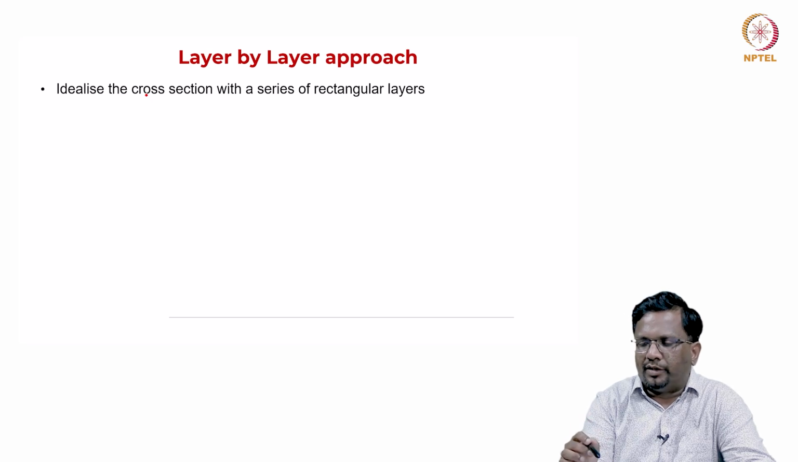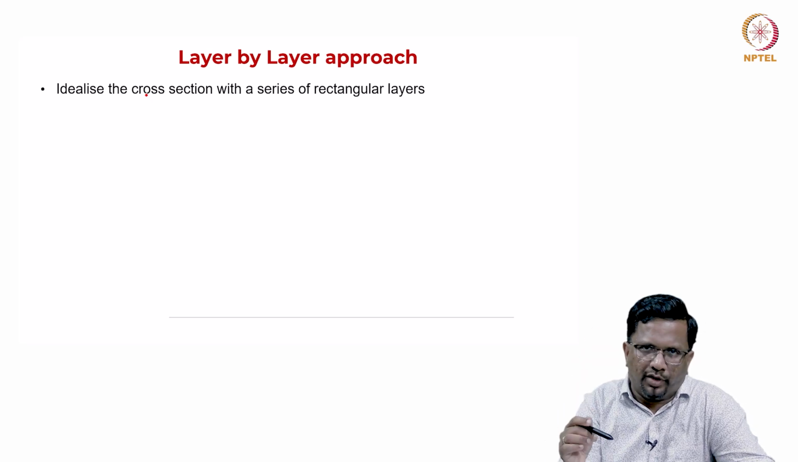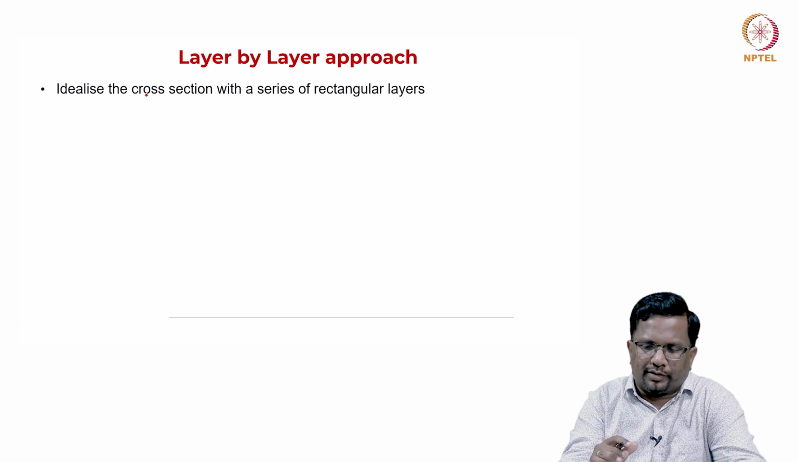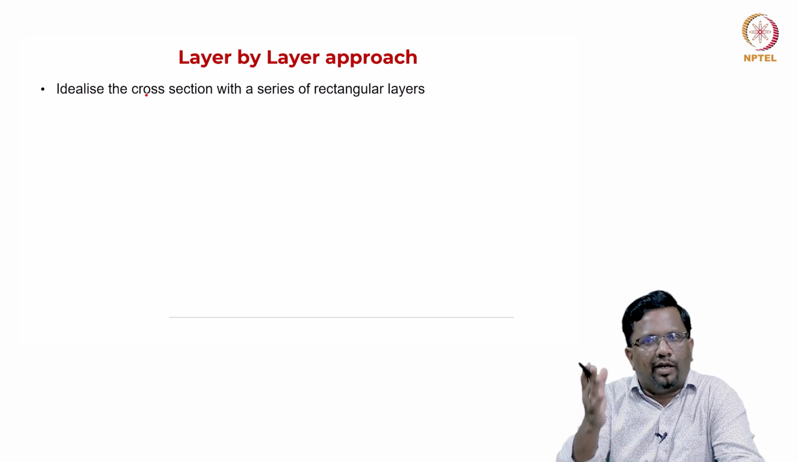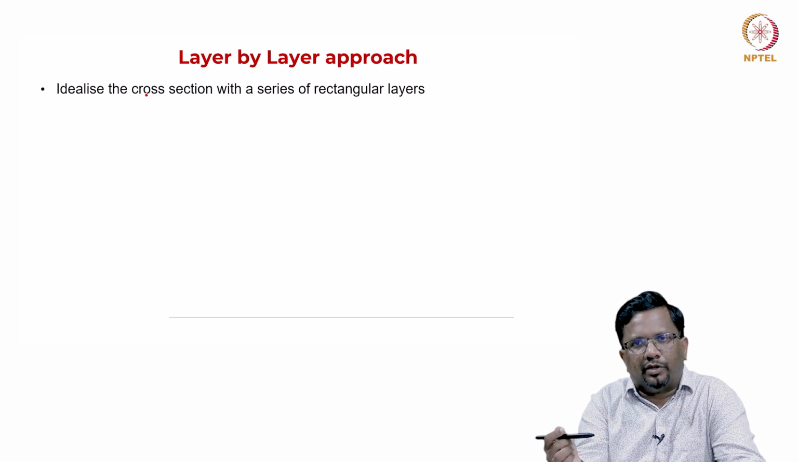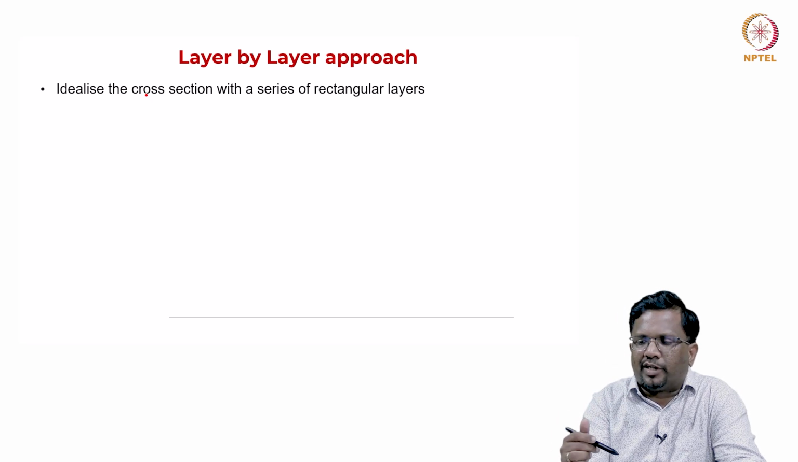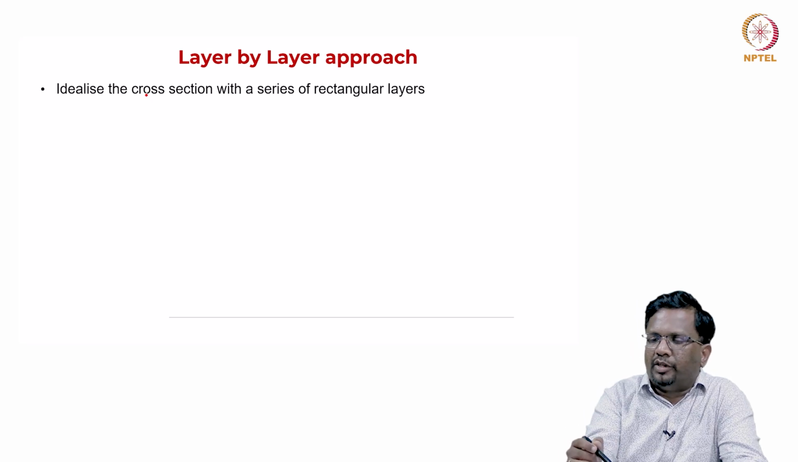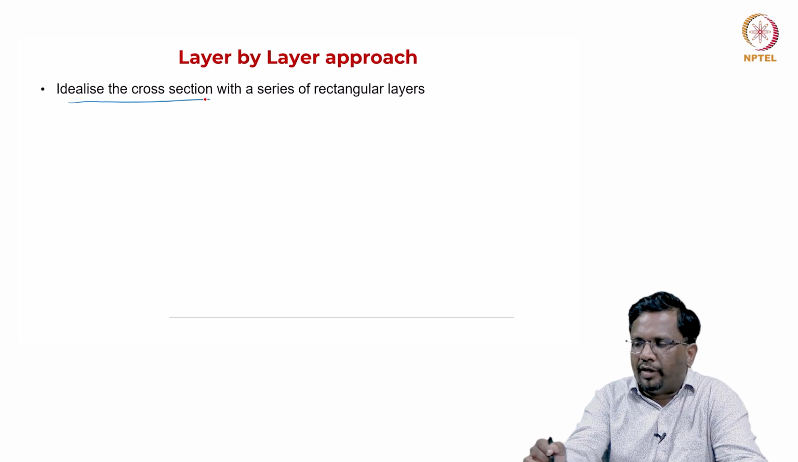Now let us see, we have done it for a parabolic stress strain curve for a rectangular section. Now you may have T sections, you may have L sections, or an arbitrary cross section can also be possible. So for such kind of sections, how do we do moment curvature analysis? We have an approach called layer by layer approach.